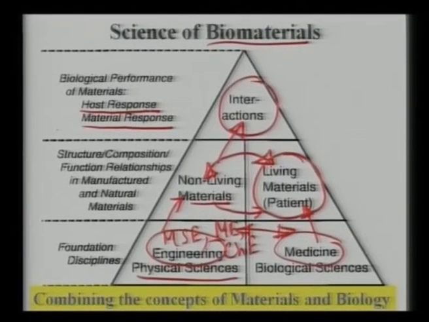Now when the materials are developed by these material science people or mechanical engineers, certain aspects need to be understood properly, that is the structure, composition, function relationship. As I told you earlier, the structure property relationship in manufactured and natural materials is important.